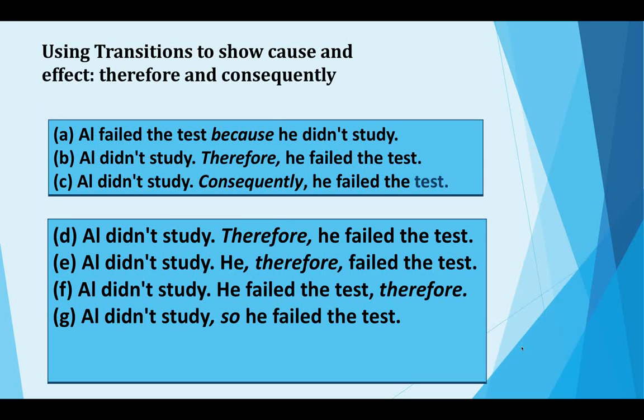Using transitions to show cause and effect. Therefore and consequently. I want you to pay attention to punctuation in this case. He failed the test because he didn't study. He didn't study, therefore, comma, he failed the test. He didn't study, consequently, comma, he failed the test. He didn't study, therefore, he failed the test. He didn't study, he therefore failed the test. He didn't study, he failed the test, therefore. He didn't study, so he failed the test.